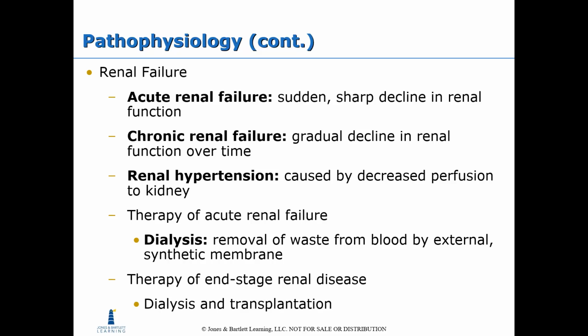Renal hypertension is caused by a decreased perfusion to the kidney. So hypertension is high blood pressure, and that's caused by decreased perfusion to the kidney, or a decreased amount of blood going to the kidney.